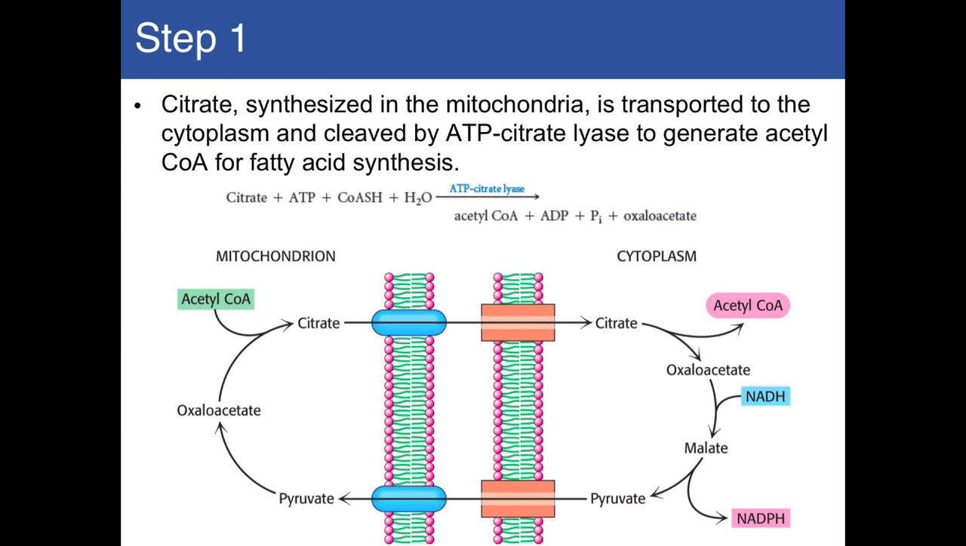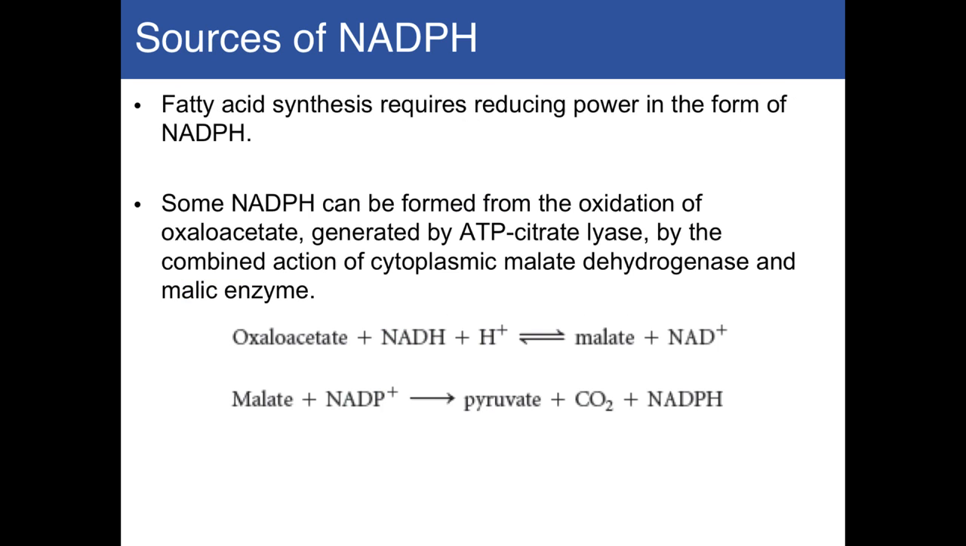So citrate, which is synthesized in the mitochondria, is going to be punched out into the cytoplasm, and it's going to get cleaved by ATP citrate lyase, and that's going to generate acetyl-CoA for fatty acid synthesis. So we have this reaction here occurring. This ATP citrate lyase generates this acetyl-CoA out in the cytoplasm. That's going to be the first step. Acetyl-CoA for fatty acid synthesis.